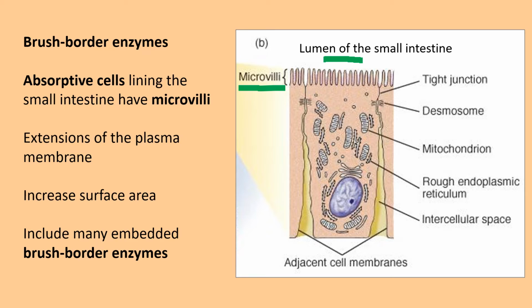And so these microvilli are a way of augmenting, of amplifying the amount of surface area present on that cellular surface. And embedded in the plasma membrane of these microvilli are brush border enzymes. There are many different types of brush border enzymes. We're going to cover two, enterokinase and lactase. Right now we're thinking about enterokinase.